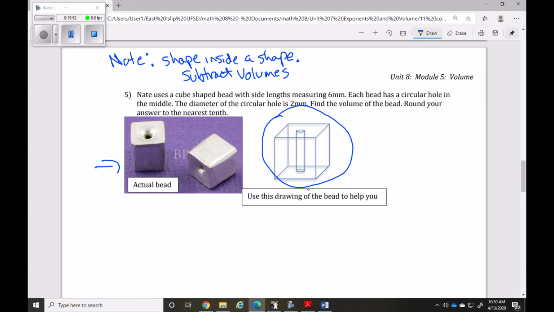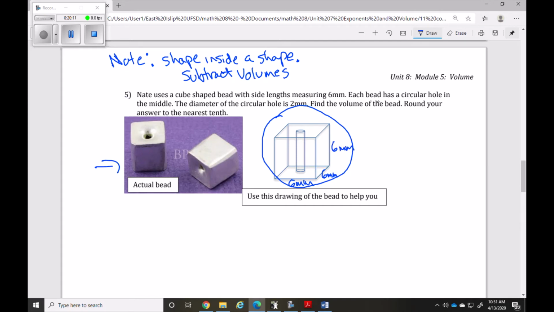So I'm going to do this number with you. I have to label my picture. So let's read. Nate uses a cube shaped bead with side lengths measuring 6 millimeters. So this is 6 millimeters. Since it's a cube, all the sides are the same.